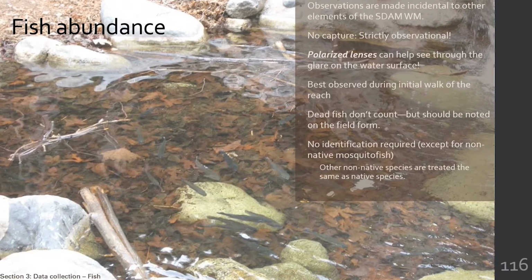If you see dead fish, they don't count. You can note these on the field forms, but they're not counted towards the abundance. You're not really sure where that dead fish came from. They can be transported by wildlife quite easily.